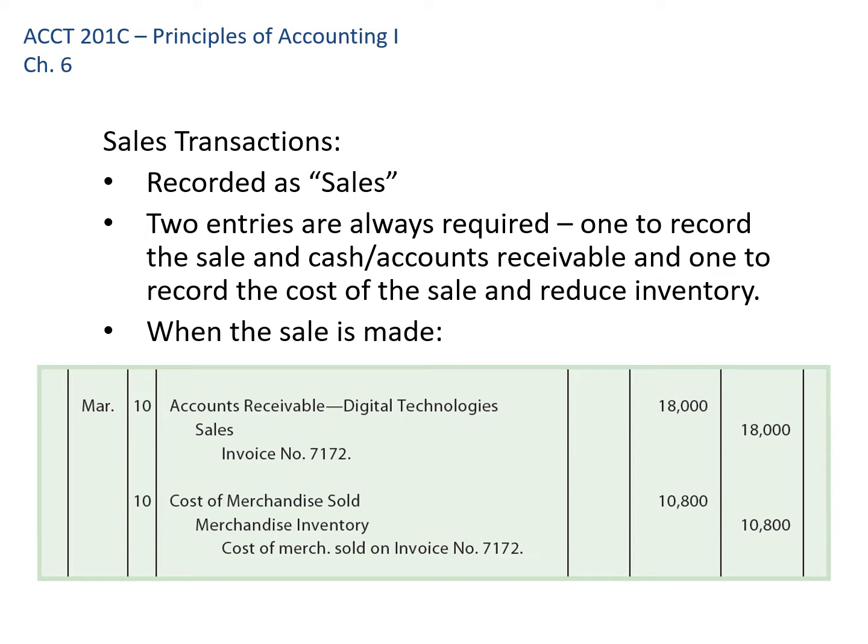So in this case here, we sold $18,000 worth of product to Digital Technologies. We increase accounts receivable and we increase our revenue by crediting sales. At the very same moment, we record the cost side of invoice 7172. Those goods that we sold the customer for $18,000 cost us $10,800. So we increase our expense, cost of merchandise sold, by debiting that account, and we reduce our inventory by $10,800. Again, this second entry is done only when we have a perpetual inventory system where we're recording cost as we make the sale.